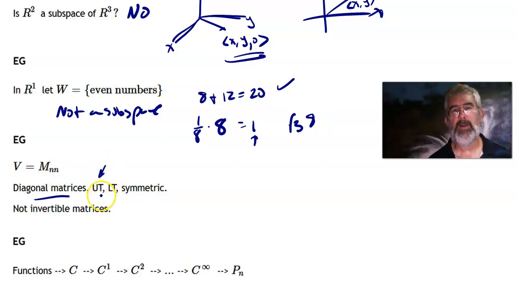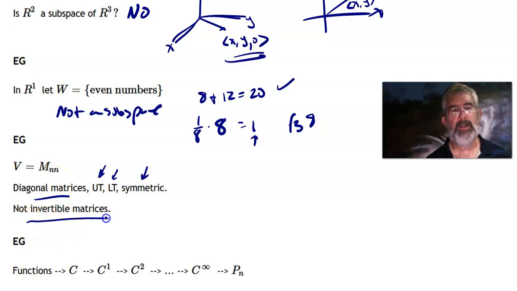Likewise, upper triangular matrices. If you add 2 upper triangulars, you get an upper triangular. If you multiply an upper triangular by a constant, it'll still be upper triangular. Likewise, lower triangular. And symmetric, right? Symmetric matrices, if you add 2 symmetric matrices, you get a symmetric matrix. If you multiply by a constant, then it's still symmetric. So each one of these is a subspace of n by n matrices.